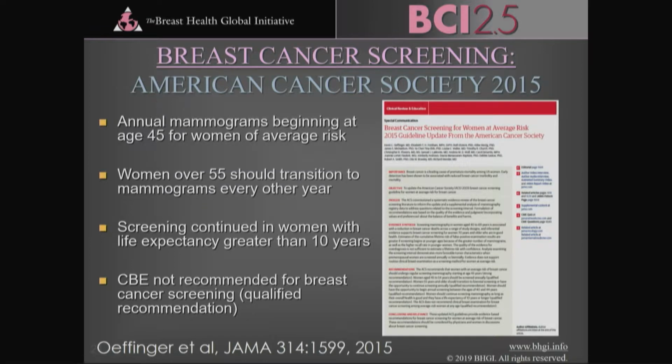And then they made this statement that clinical breast exam is not recommended for breast cancer screening. And this is problematic that they've said this. What ACS was thinking about was a very narrow interpretation of our data. What do we know about clinical breast exam in terms of mortality? And they were not thinking about the real world limitations that is the case.